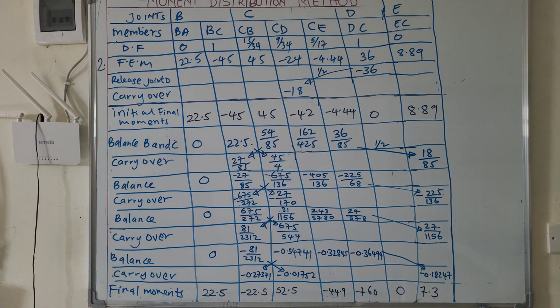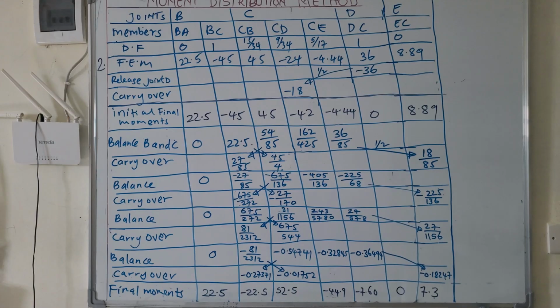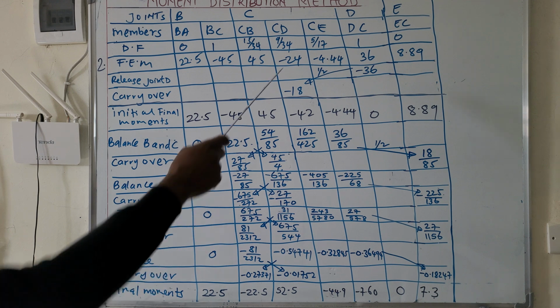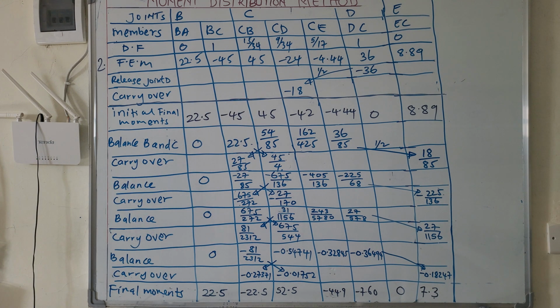You take negative 45 over 4 times 9 over 34. The answer is negative 45 over 136. Like that. We come to the last one, which is CE. Negative 45 over 4 times 5 over 17. The answer is negative 225 over 68. I will show you again.